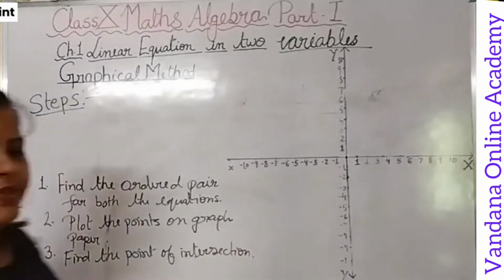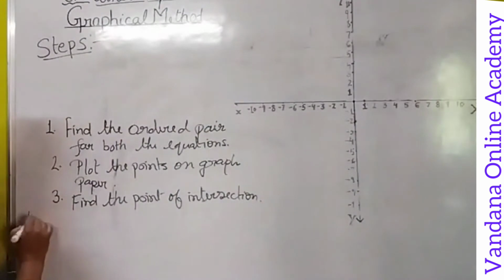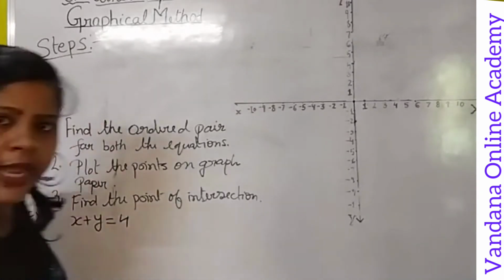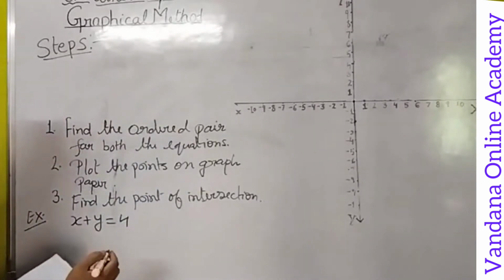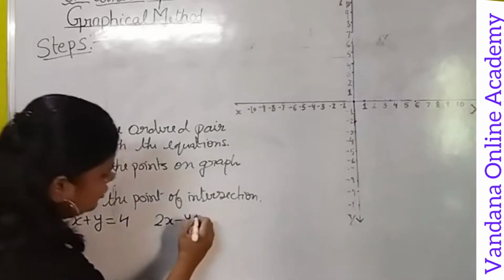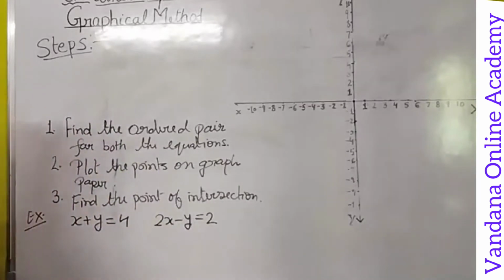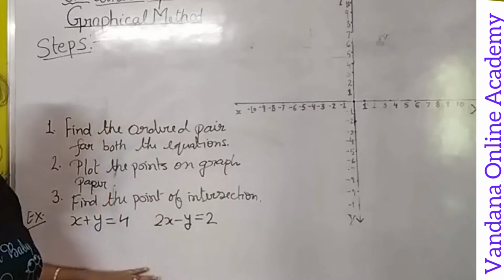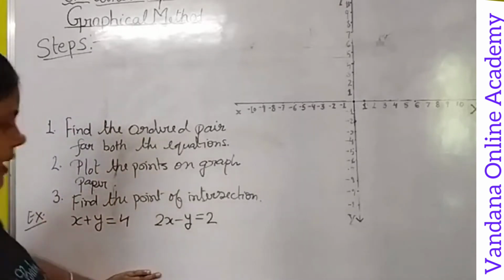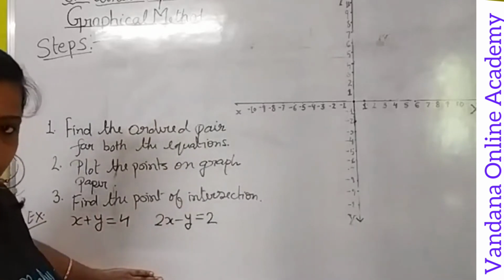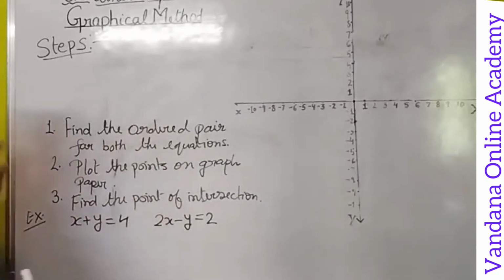So for this, we will take one example. Suppose I am taking the example is x plus y is equals to 4. Okay. And second equation is 2x minus y equals to 2. Okay. Now, we will apply all these steps. Today, for this example, I am solving on the board. When we will solve practice questions, we will do on the graph paper for better understanding.